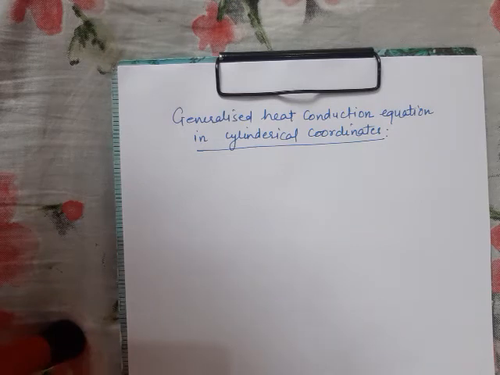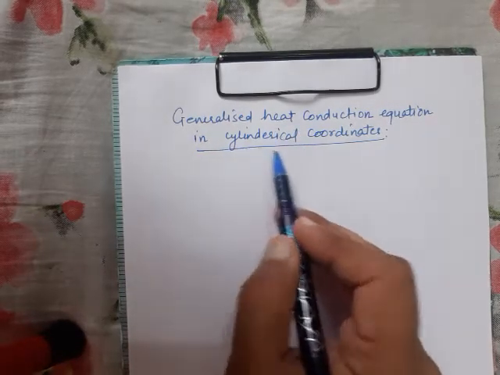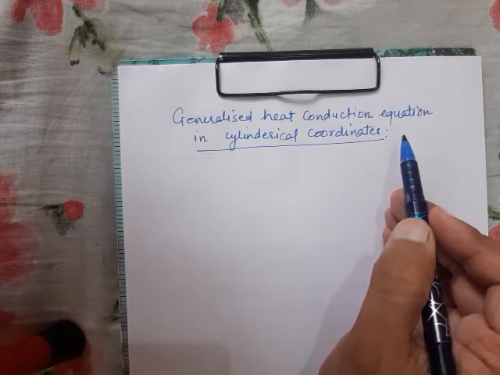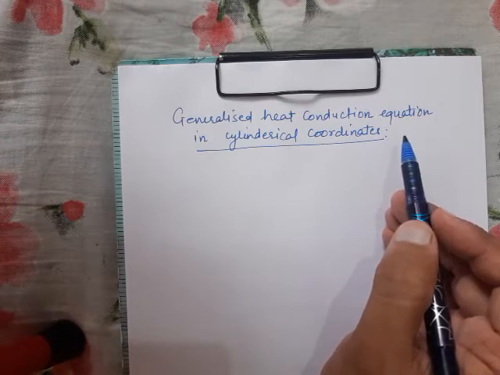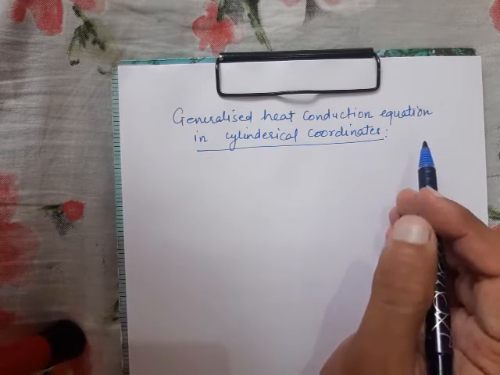In this lecture, we will derive the generalized heat conduction equation in cylindrical coordinates. In the last lecture, we discussed the heat conduction equation in rectangular coordinates. The rectangular coordinate equation becomes important when we discuss heat transfer in slabs or walls. But the generalized heat conduction equation in cylindrical coordinates becomes important when we discuss heat conduction in cylindrical objects.